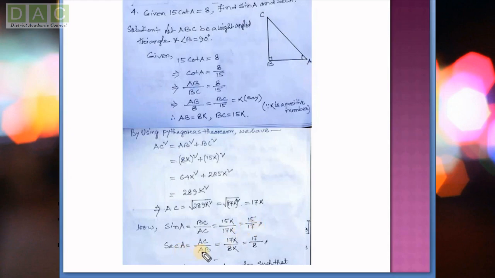And sec A will be the reciprocal of cos A. Cos A's reciprocal is sec A, and sec A's reciprocal is cos A. Now we know cos A is what? Base by hypotenuse, or angle A's adjacent side by hypotenuse, and sec A will be the reciprocal of cos A. It will be hypotenuse by base. So write AC by AB. Now 17K by 8K. So it is ultimately 17 by 8. So this is also complete.